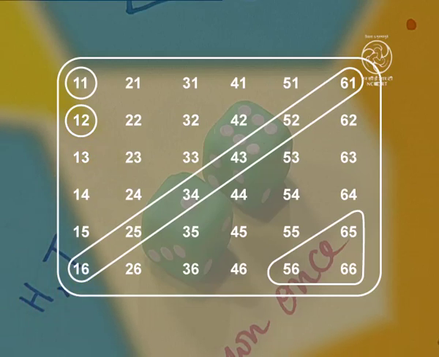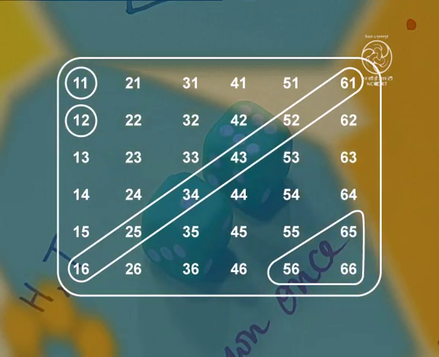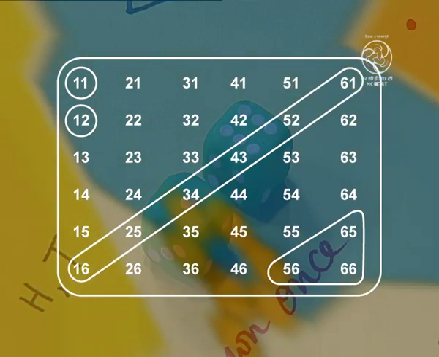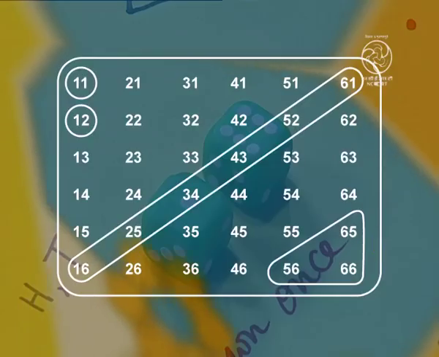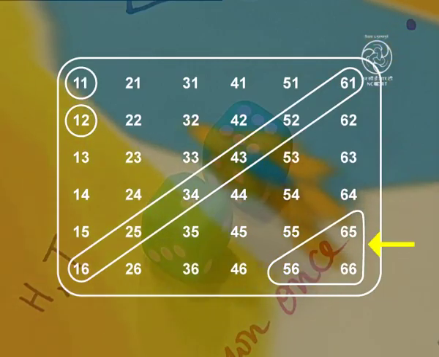Now, in all, there will be 36 possible outcomes, and all of them are listed here. So, these 36 possible outcomes constitute the sample space. And if we have to take the sum of the 2 numbers on the dice to be at least 11, then we will take these 3 possible outcomes, which is an event.